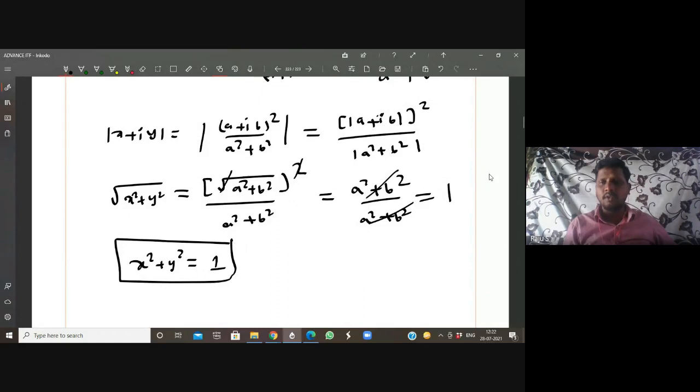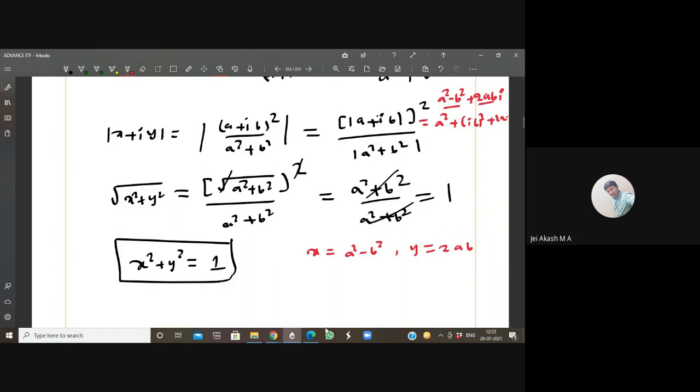This is method 1. In method 2, we have to expand here. So a plus iota times of b the whole square, like a plus b whole square you can apply. Now we are going to get a real part and imaginary part. Real part is a square minus b square. Imaginary part is 2ab into iota. So comparing on both sides, you are going to get x is equal to a square minus b square and y is equal to 2ab. Okay.